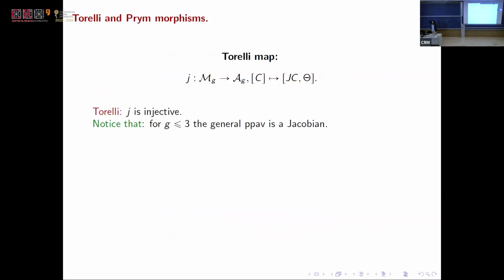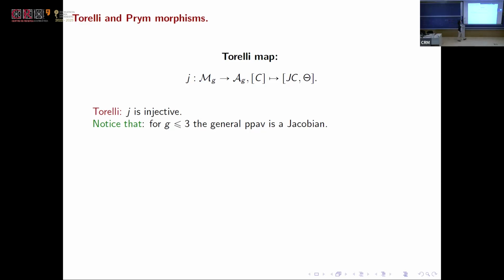Okay, so now we have three objects: the moduli space of curves, the moduli space of abelian varieties, and the moduli space of coverings. And we want to relate them using some maps. The first, which is very classical in algebraic geometry, is the Torelli map. It takes a curve and sends it to the class of the Jacobian together with the polarization. And it is known that it is injective. Actually, it is an immersion outside the hyperelliptic locus.